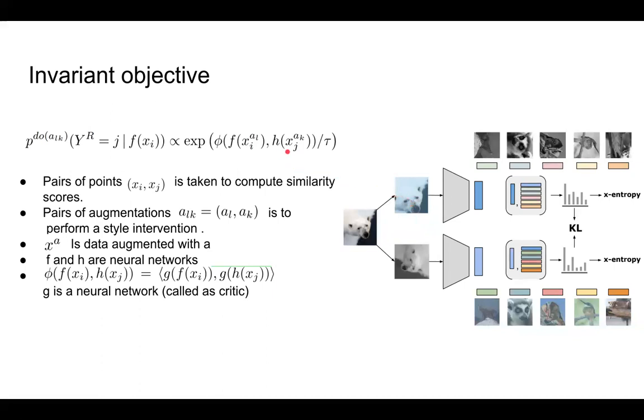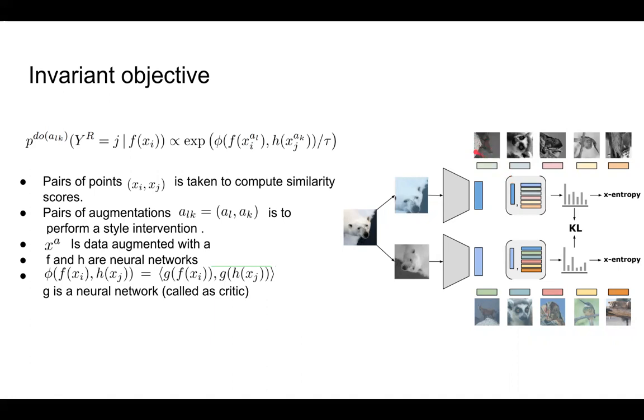And XJ means another image. It can either be this bear image itself, or images of other animals. And AK is another augmentation method, another style. Here it is dark and rotated by 90 degrees. So here XJ of AK becomes an image located here.